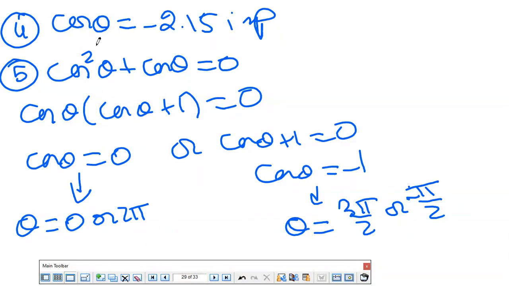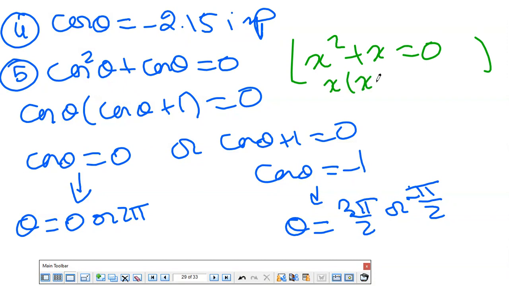Here it's an equation. I have cosine squared theta plus cosine theta is equal to 0. Guys, it's like I'm asking you to solve x squared plus x is 0. How do you solve it? You factorize: x times x plus 1. Exactly the same, but here it's cosine. And then I have cosine theta is equal to 0 and cosine theta is equal to minus 1. Those are the particular angles that are on the axis. So cosine 0, it's 0, or I can say 2 pi. And when I say cosine minus 1, it's here. So if I move like this, 3 pi over 2, and if I move like this, it's minus pi over 2.